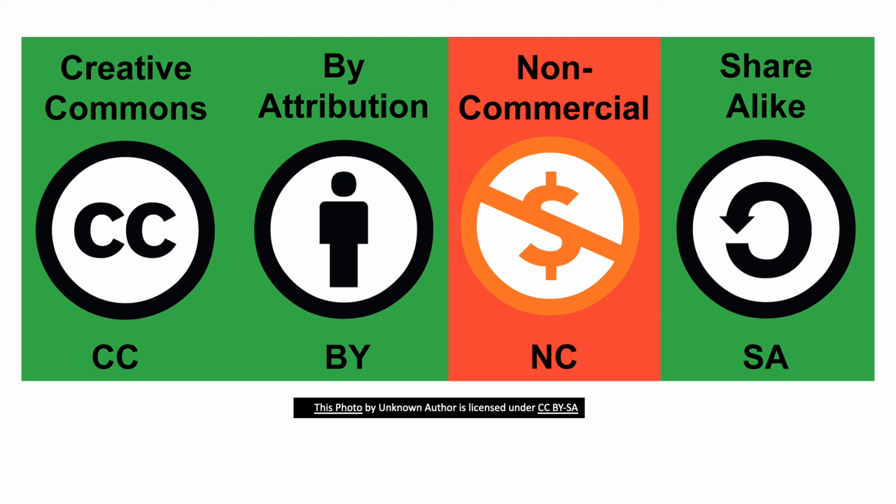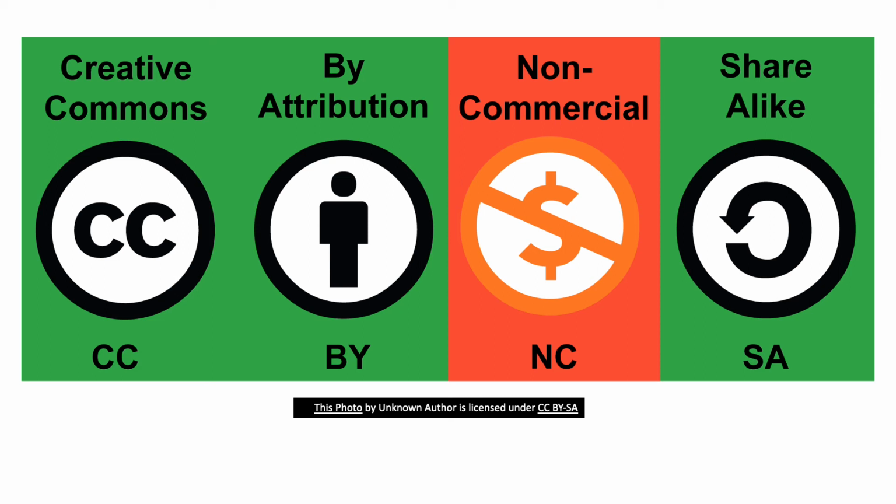Attribution. This symbol looks like a person. If you see this symbol, you must give credit to the original creator. Non-commercial symbol. This symbol has a $ sign with a slash through it. This means that people cannot use it for commercial uses. It's non-commercial only. So that means that restaurants and businesses cannot use it.